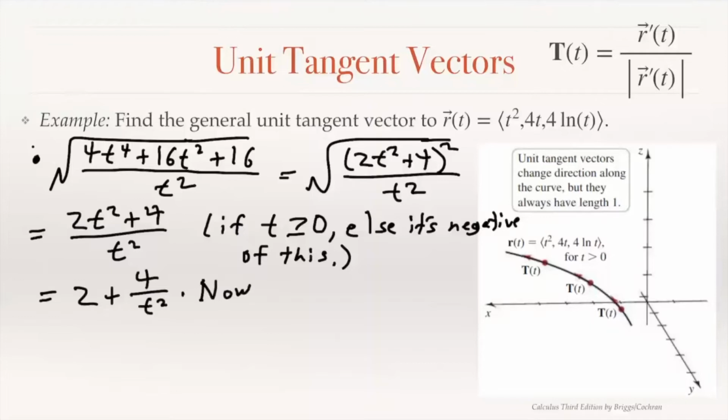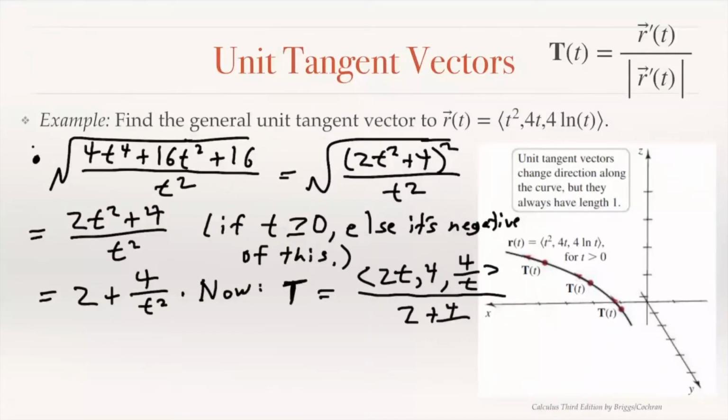Okay, so now that general unit tangent vector, recall it was r prime of t over the magnitude of r prime of t. That was 2t, 4, 4 over t, over the magnitude, and now the magnitude we have found is 2 plus 4 over t squared. This guy here is the magnitude of r prime of t, and this denominator is just r prime of t.